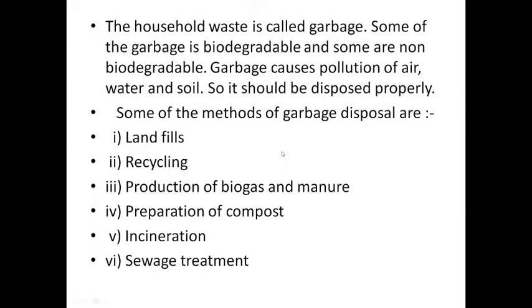Next, the household waste is called garbage. Some of the garbage is biodegradable and some are non-biodegradable. So what we need to do in this case? In this case we need to segregate it so that recycling or reusing can be done. Garbage causes pollution of air, water and soil. So it should be disposed properly.